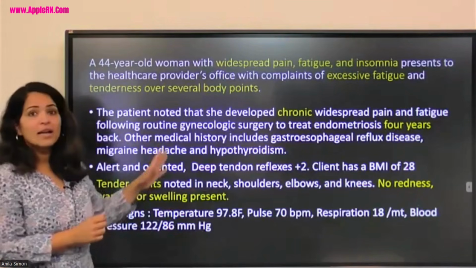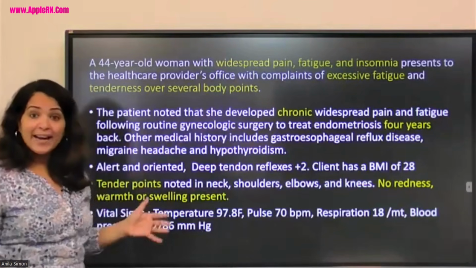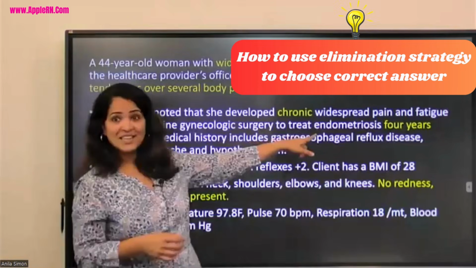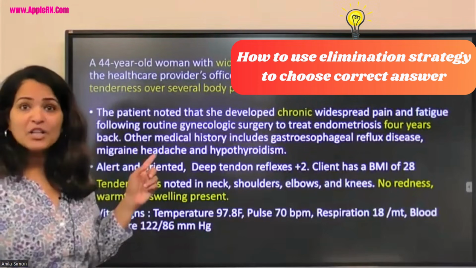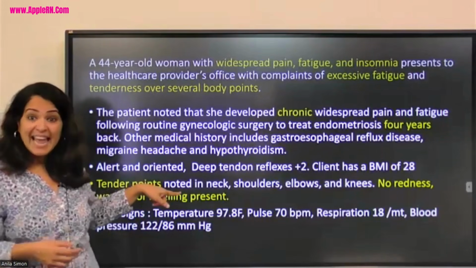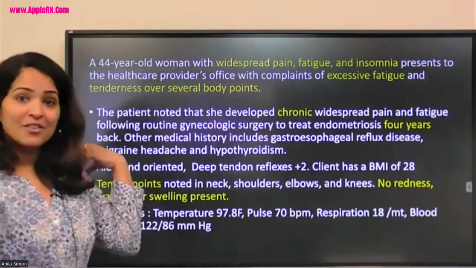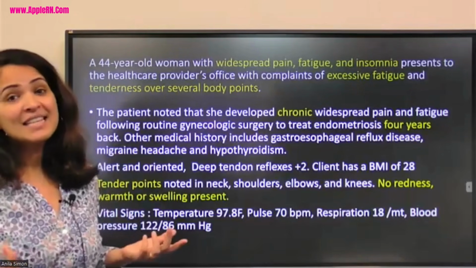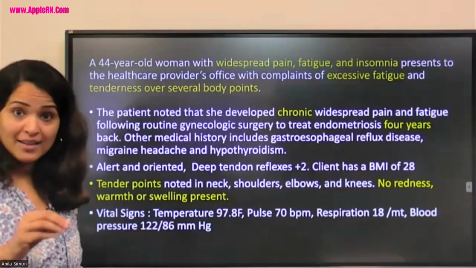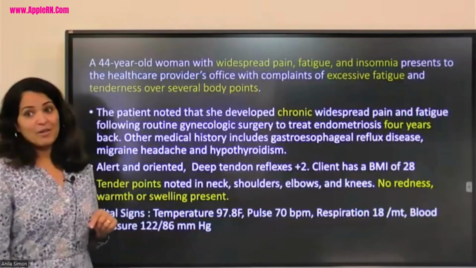But what we know is this is not an acute problem. The patient had this chronic, widespread pain, and it's been there almost for 4 years. And this is another distraction about endometriosis. This patient is having widespread pain, and we know that there are tender points in neck and shoulders, the elbows and knees. So those areas are tender points. Tender points meaning they hurt, and that is very, very specific to fibromyalgia.